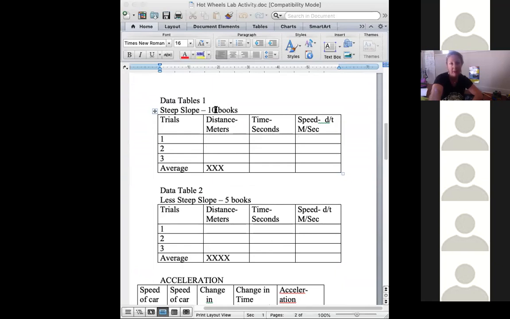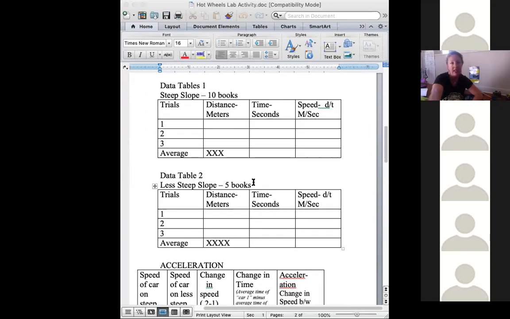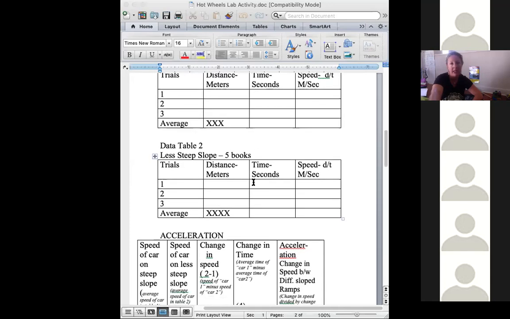So I'm going to use 10 books and make a steeper slope in the first round, the first 3 trials of this experiment. And then data table 2 is where we're going to decrease the slope by half and take out 5 books. And then we're going to race the car down the ramp again 3 more times and put our data in there. If you're participating alongside me today, you can put your own data in here.